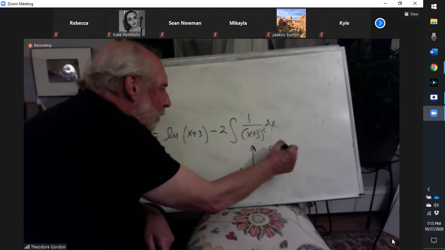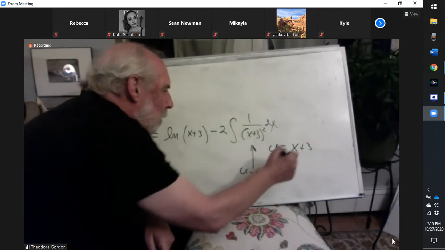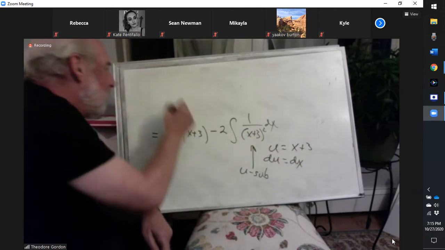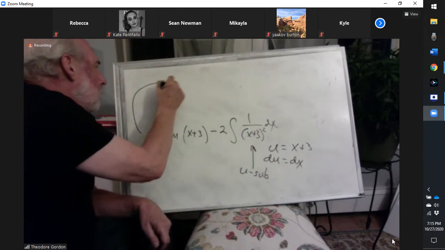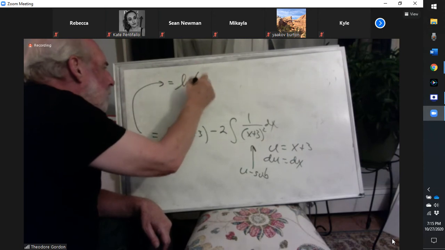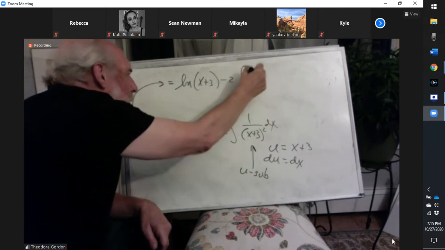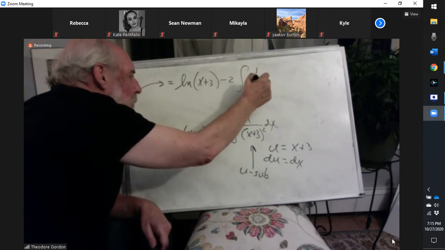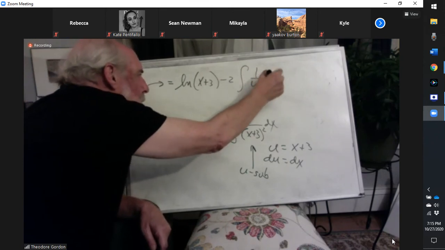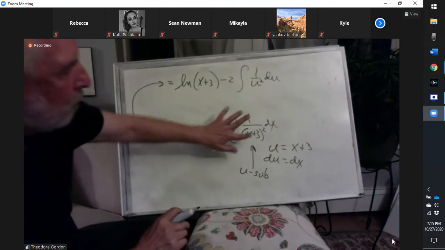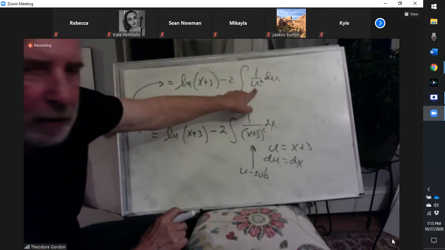u is equal to x plus 3. du is equal to just dx. So what we get is the ln of x plus 3 minus 2 times the integral of 1 over u squared du. So from here, we ended up here.